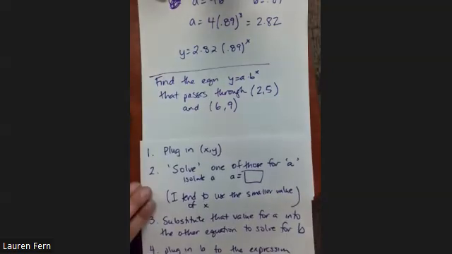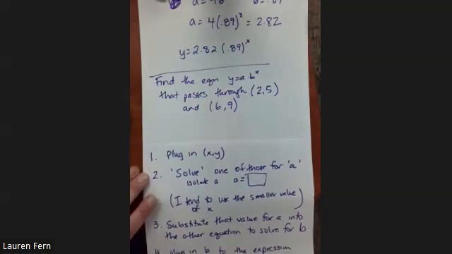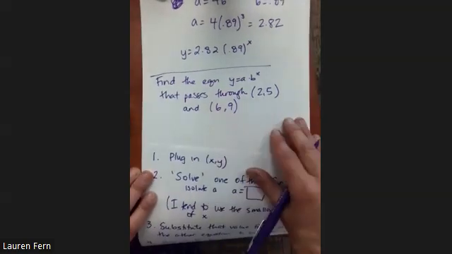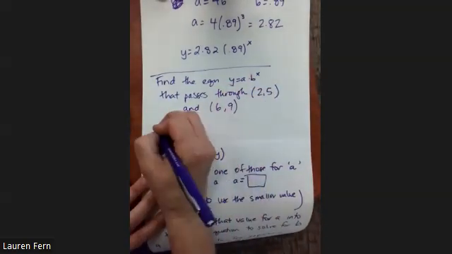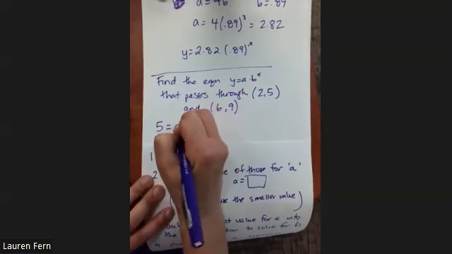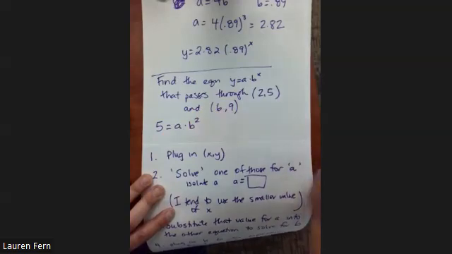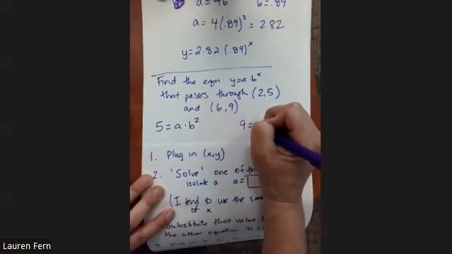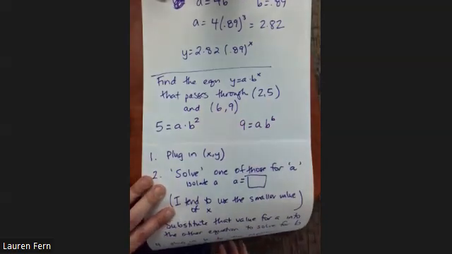Here's our steps. What do we do first? Plug in x and y. So if I plug in x and y, notice x is your exponent, y is the value over here. Don't I have 5 is equal to ab squared? And then 9 is equal to ab to the 6th? You with me this far?